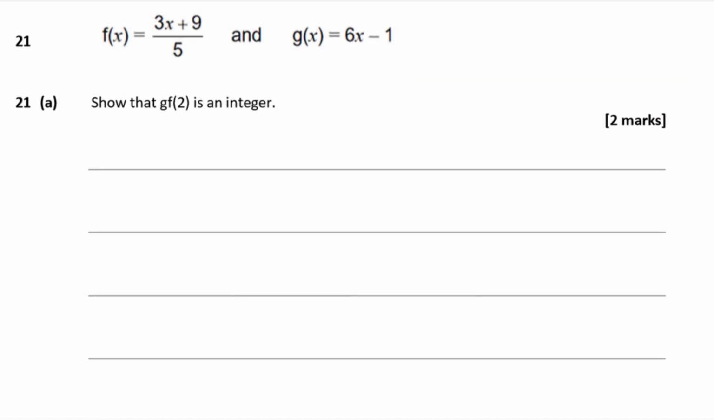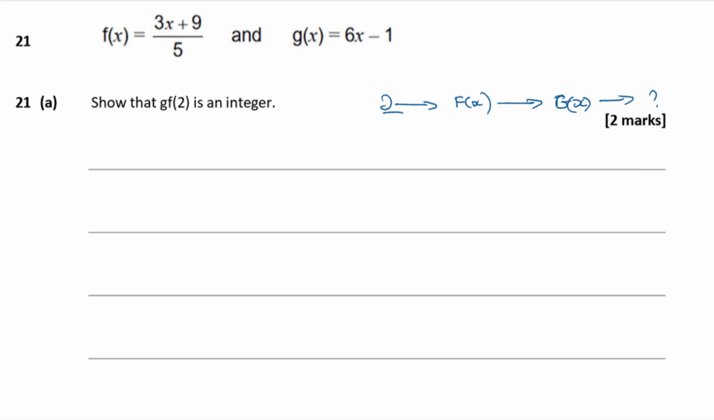Question 21, f of x is 3x plus 9 over 5 and g of x is 6x minus 1. Show that g of f of 2 is an integer. Okay, well, g of f of 2 means take 2, put it in function f, and then whatever you get out of function f, you feed into function g. So if you want to picture it, 2 is going into f of x, and then whatever comes out of f of x is going into g of x. Okay, and then we want to find out what the output is. What is the output after that?